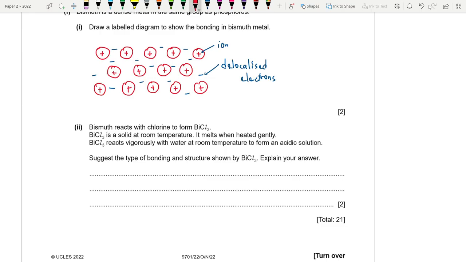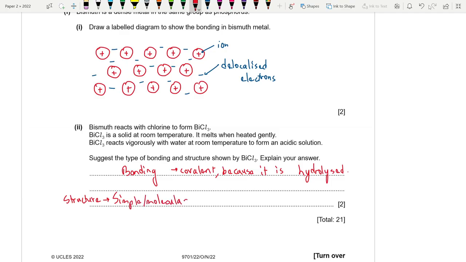Okay, so the bonding is covalent because it is hydrolyzed, and the structure is simple or molecular. Why though? Because it has a low melting point.